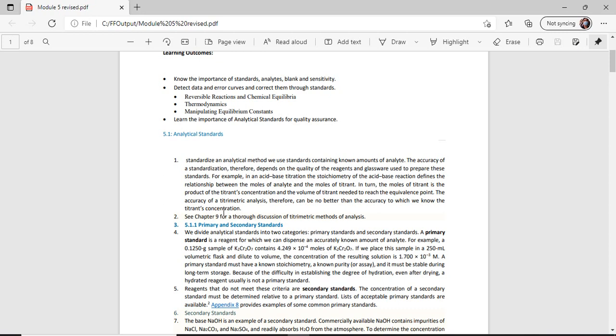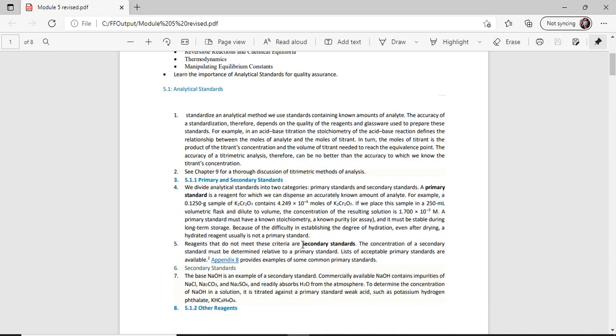Okay, now for your primary and your secondary standards. We will divide your analytical standards into two categories: your primary standards and your secondary standards. Okay, what is your primary standard? It's a reagent for which we can dispense an accurately known amount of your analyte.